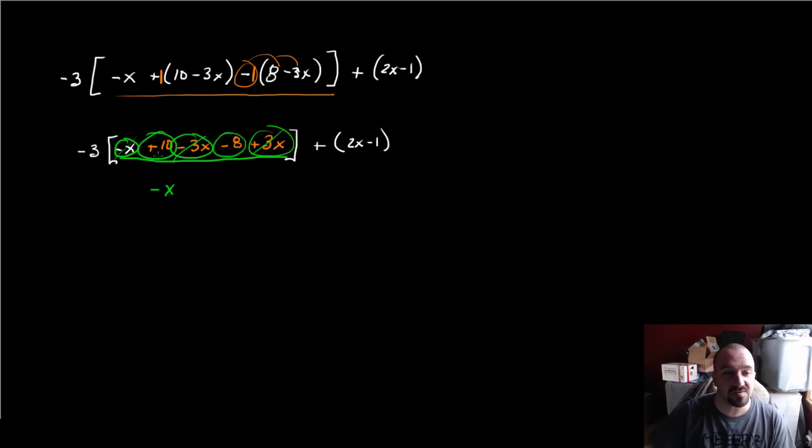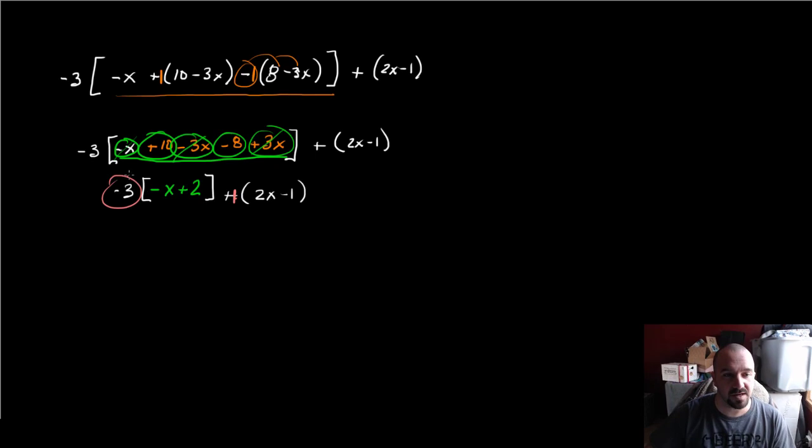And then on the next piece here, we have this positive 10. We have a negative 8. So 10 minus 8 is a positive 2. And everything else comes down. Now, in this next step, I can go ahead and manipulate the negative 3 in through here, as well as the positive 1 that's here for the 2x minus 1.